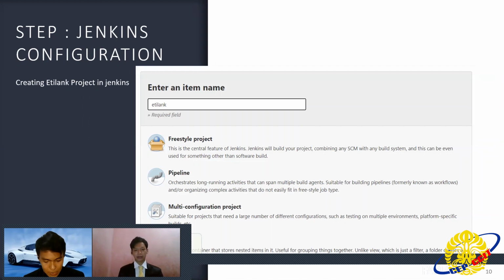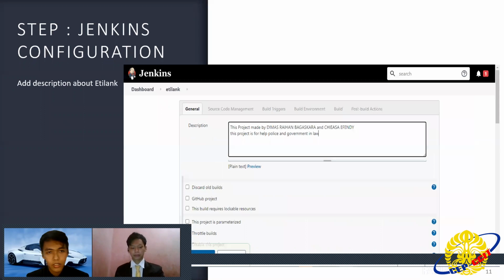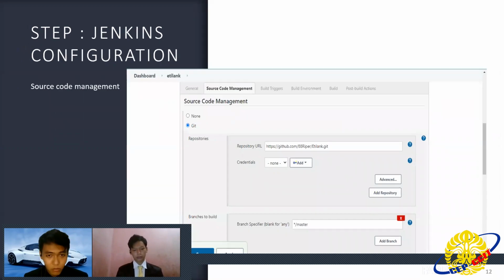So I will explain about our Jenkins configuration. In the first step, we create the Etilank project, or your project, in Jenkins. First, you choose the freestyle project and name it after your project. The next step is the description of your project. In this description for Etilank, we write who made the project and other details. Next is source code management. As you can see, the repository URL is there, with the credentials and branch specifier left blank. Here we use master.